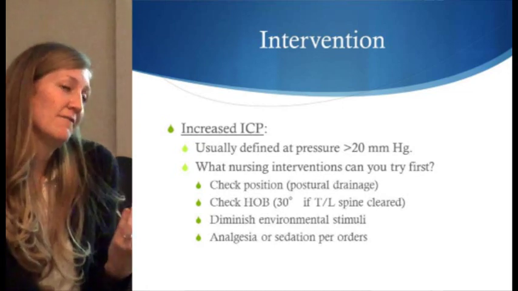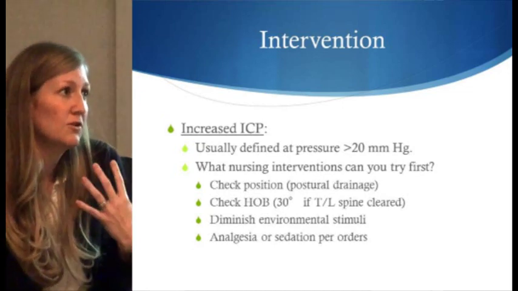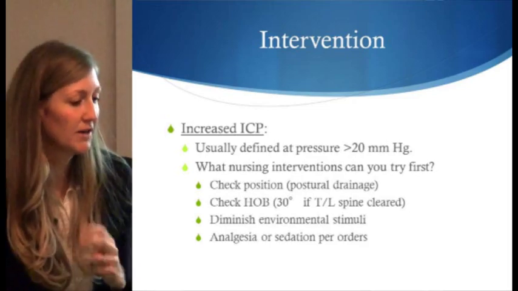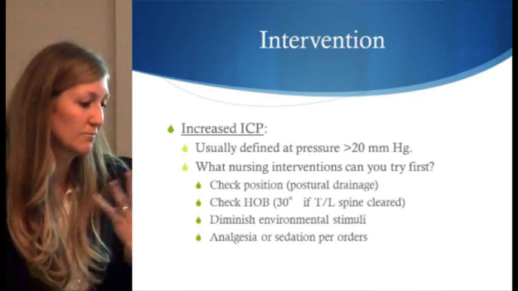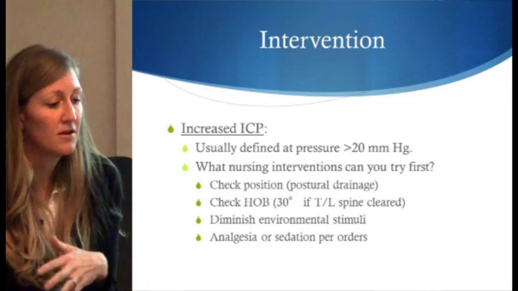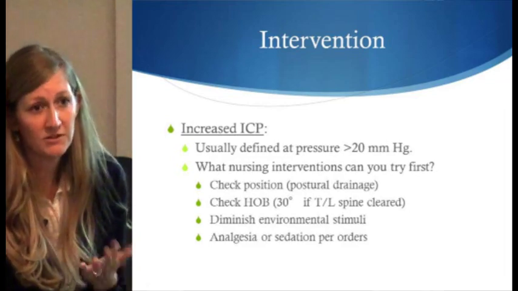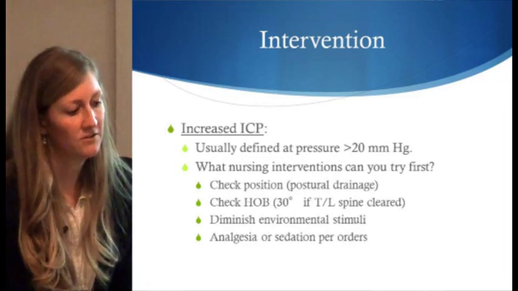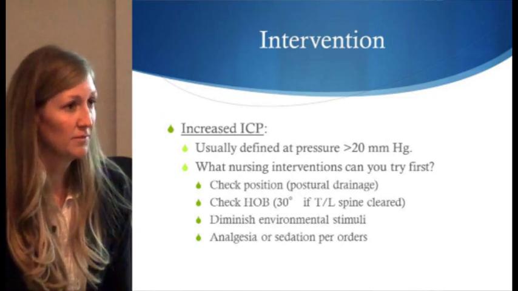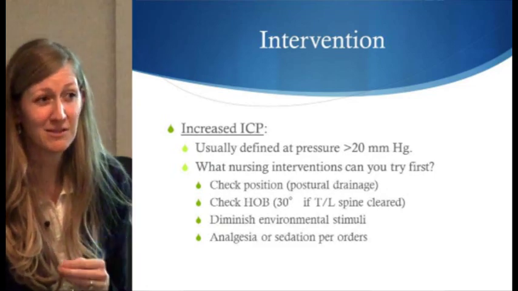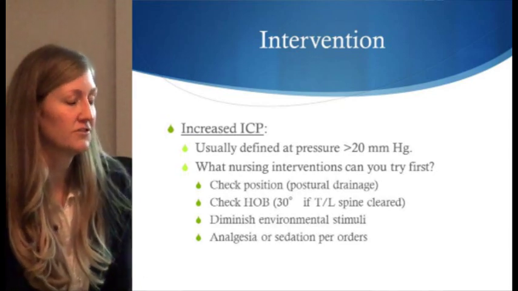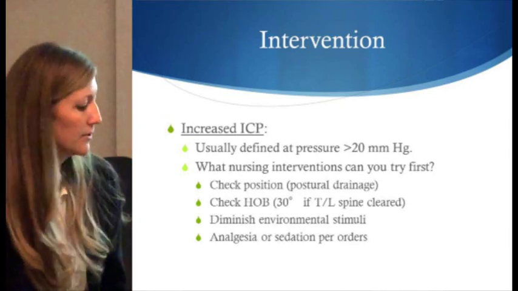Does the patient have their head kinked to the side so that blood flow can't drain as well? So we're keeping blood flow up into the brain area. And so, postural drainage. Is the head of bed greater than 30 if the thoracic and lumbar spine is clear? If not, are they in reverse Trendelenburg so that they have some inclination to their head to allow for that drainage? We can decrease environmental stimuli, turn down the lights, ask the family to be quiet or ask the family to step out. And then, of course, analgesia or sedation per the physician's orders.